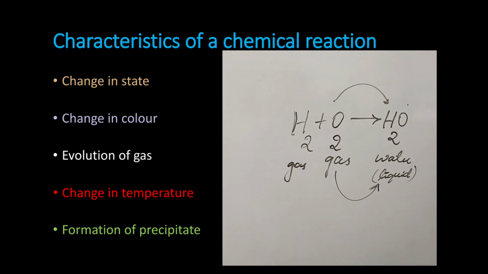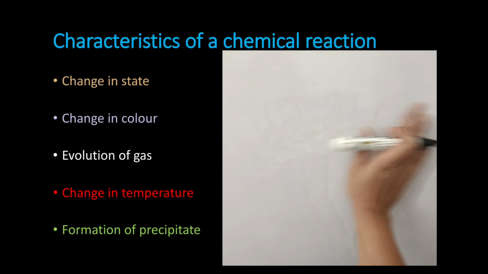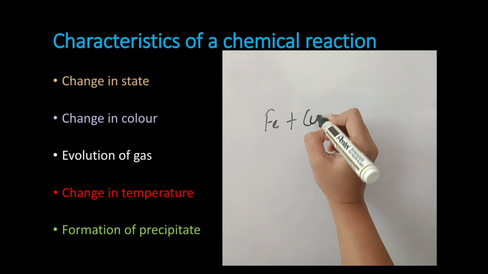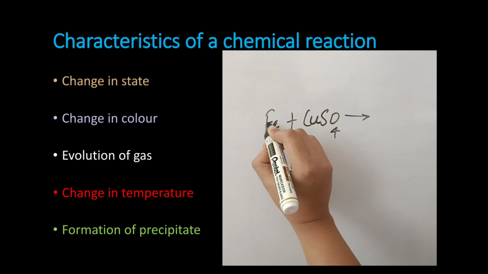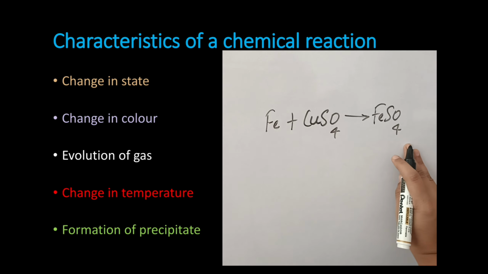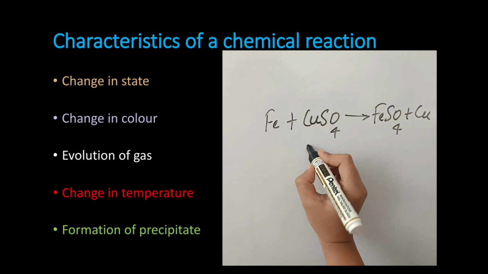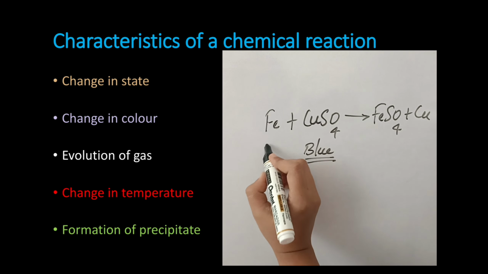Let us move on to the next, change in color. What is that change in color? Take iron and just dip it in a copper sulfate solution. What do you get? There's a formation of iron sulfate, plus copper is deposited on the iron. This copper sulfate solution is blue in color. This is a blue solution. This is a solid.